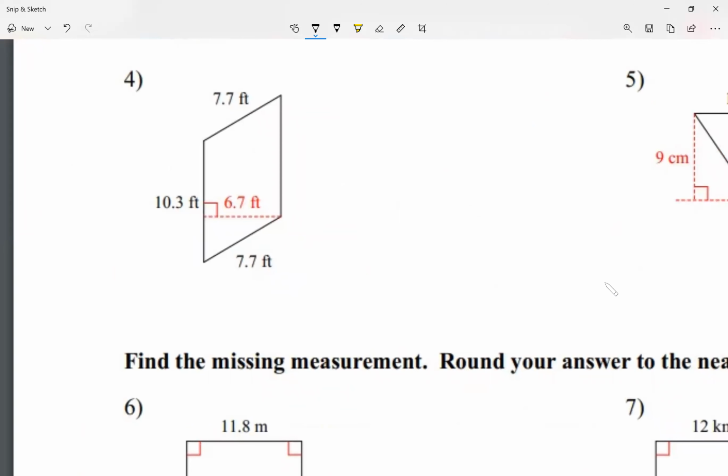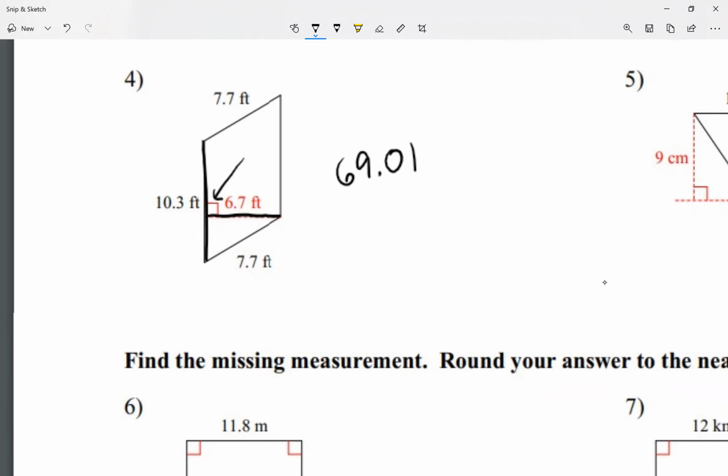All right, let's take a look at number 4. I said earlier, parallelograms are treated like a rectangle. So look for a 90-degree angle. Here, it's right there. It's made by the numbers 10.3 and 6.7. So I'm going to multiply those numbers. 10.3 times 6.7 gives me 69.01. Again, if your instructions only said find area, don't round it. If I said round it, then obviously round it.